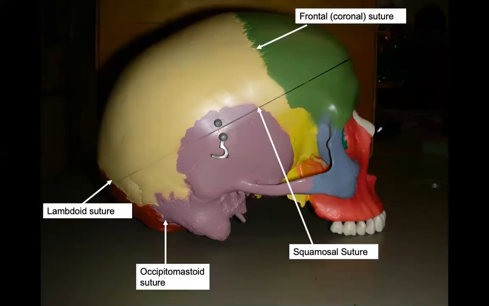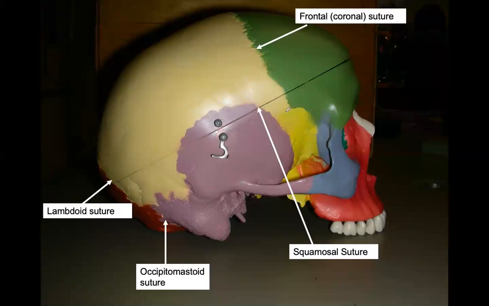Now, looking at how these bones are actually connected together, these are using the sutures. The word suture should sound familiar to you. It is one of the types of joints we have. It is identified as an immovable joint. The suture that is found between your frontal and the parietal bone is called the frontal suture.